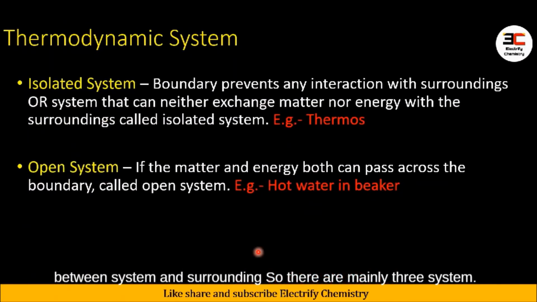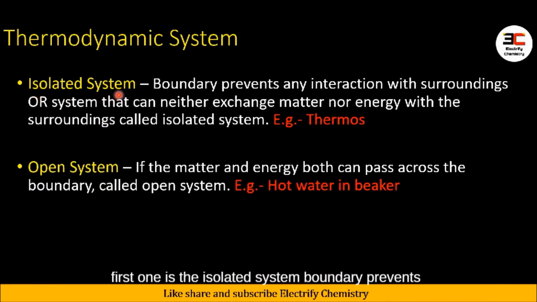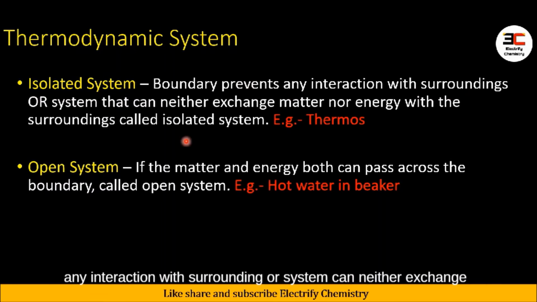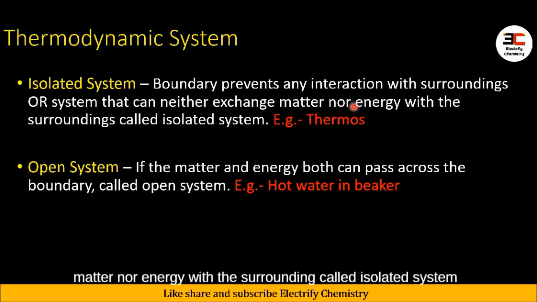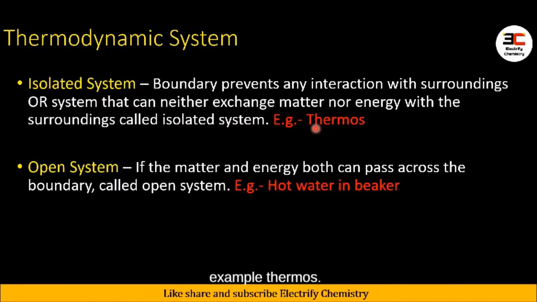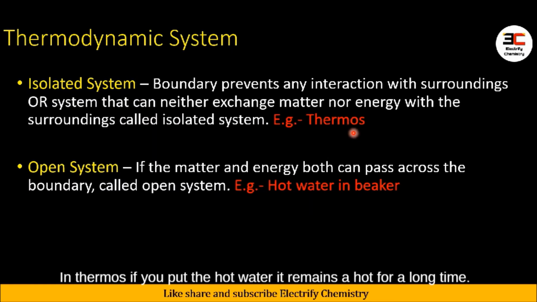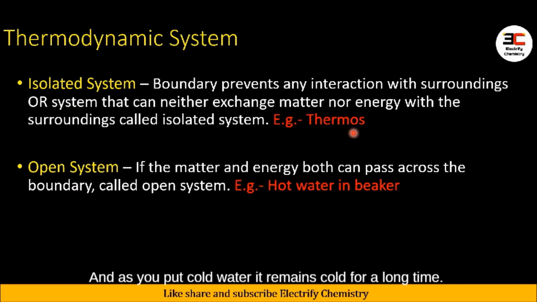So there are mainly three systems. The first one is the isolated system. The boundary prevents any interaction with the surrounding, or the system can neither exchange matter nor energy with the surrounding; this is called an isolated system. Example: thermos. In a thermos, if we put hot water, it remains hot for a long time. If we put cold water, it remains cold for a long time. So thermos itself is an isolated system.